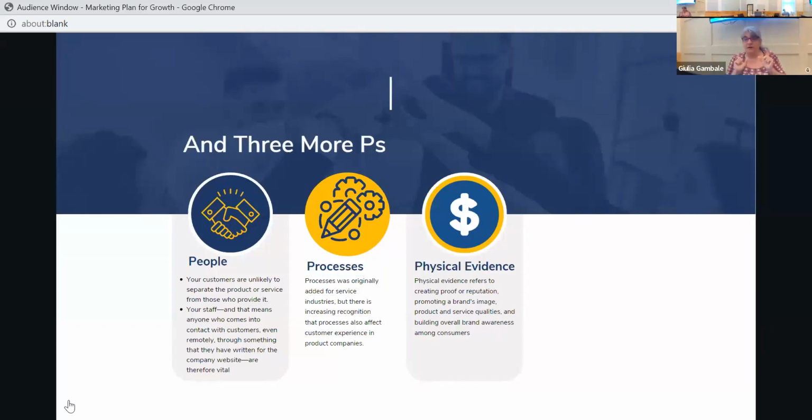So thinking about people, that's us, that's the customers, right? Your customers are unlikely to separate the product or service from those who provide it, right? So this people experience, this concept of customer-centric marketing, has anybody ever heard of that? It's actually going through the process. I'm going to be talking about process soon, of what it feels like for a customer, a prospect, a client, what their experience is, not just the product or service, but the interactions along the way, right?